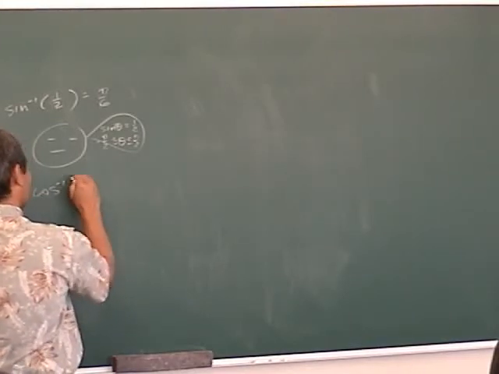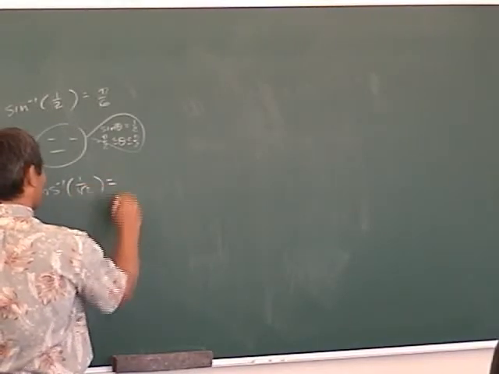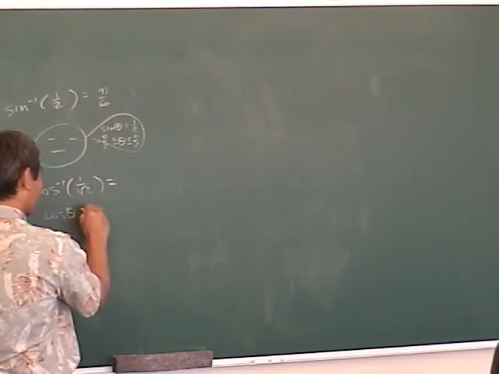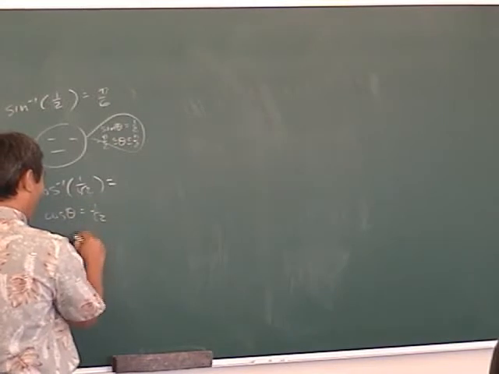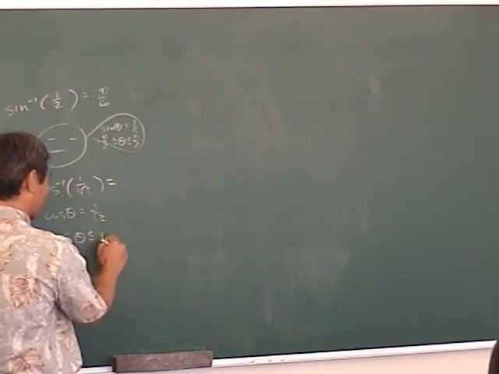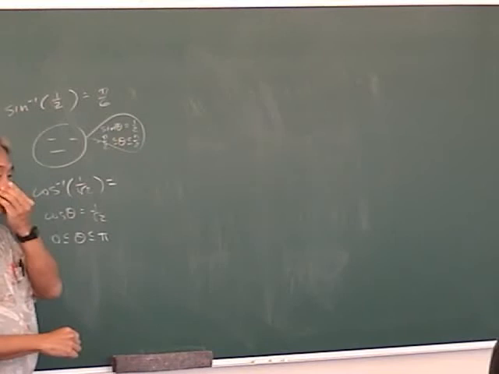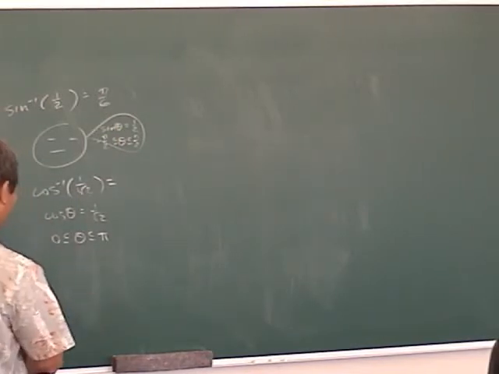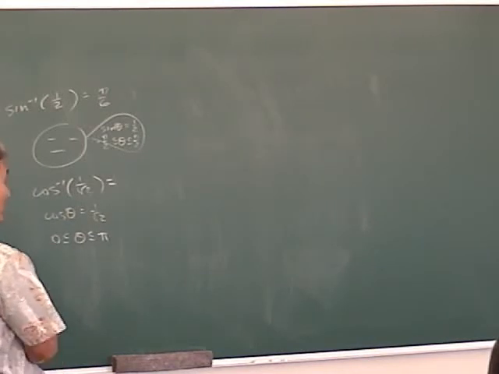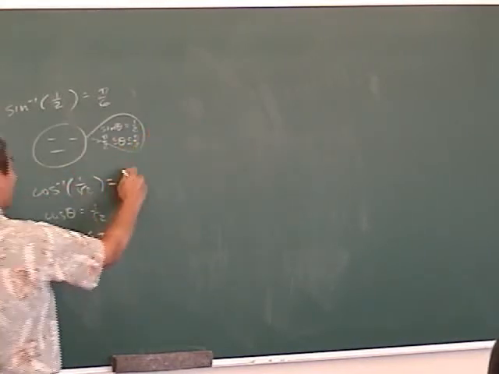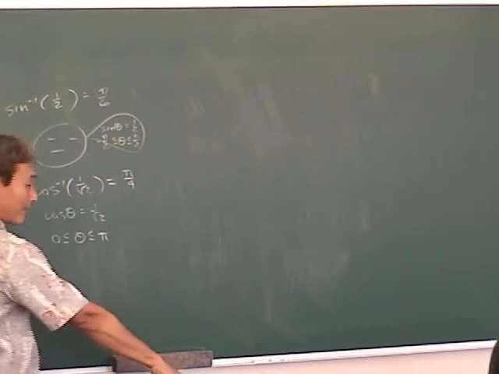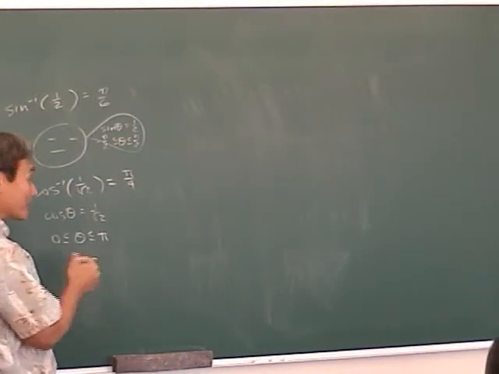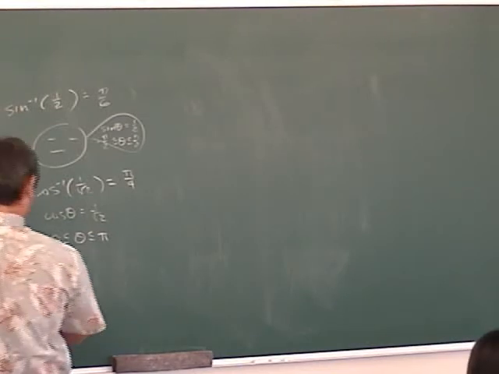Cosine inverse 1/√2. So you should be thinking in your head, cosine of what angle is 1/√2, but the answer has to be in the range, which is 0 to pi. Have we memorized the ranges yet? Because I'm telling you, that's the key to this whole chapter. So what is it? Cosine of what angle is 1/√2? Pi/4. How come not 7pi/4? Because 7pi/4 isn't in the range. There's only one answer in the range. Okay, let's do another one.